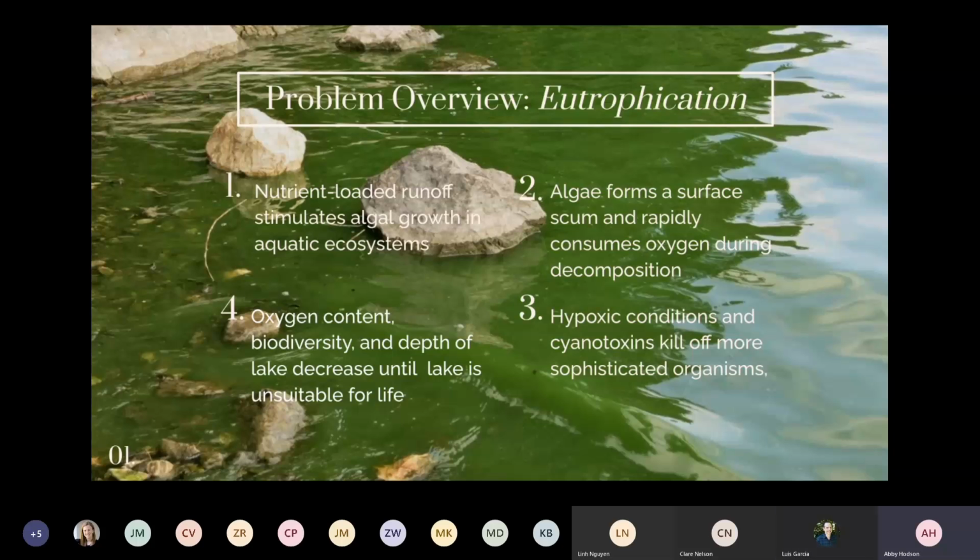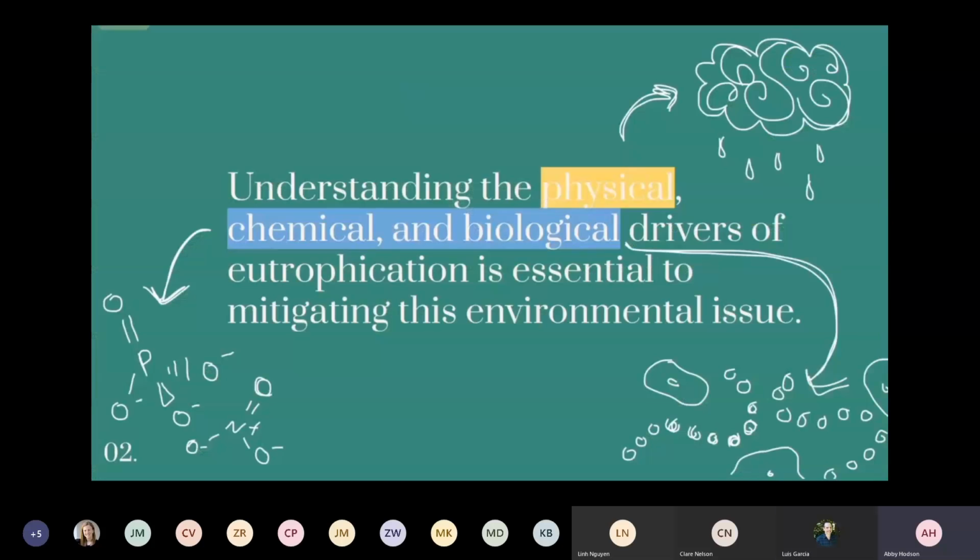So you can see that when nutrient-loaded runoff enters our waterways, it actually kickstarts this positive feedback loop of lowering the oxygen content in water and lowering the biodiversity in that water. And this cycle continues until your pond or lake is essentially reduced to a hypoxic puddle unsuitable for life.